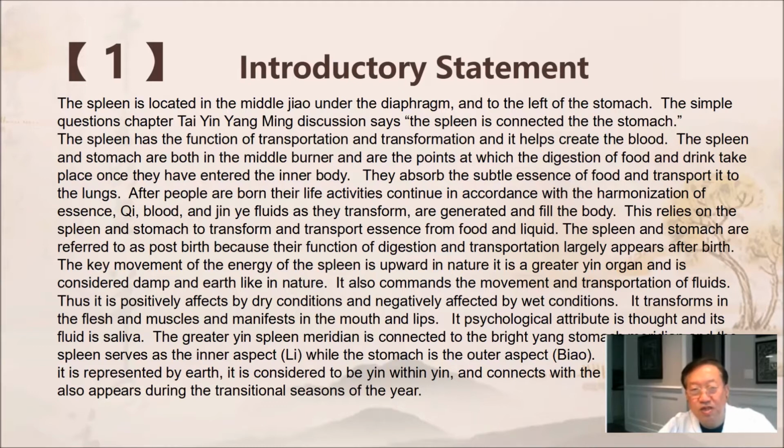The greater yin spleen meridian is connected to the bright yang stomach meridian, and the spleen serves as the inner aspect, while the stomach is the outer aspect. In the 5 elements, it's represented by earth. It's considered to be yin within yin and connects with the qi of late summer. It also appears during the transitional seasons of the year.